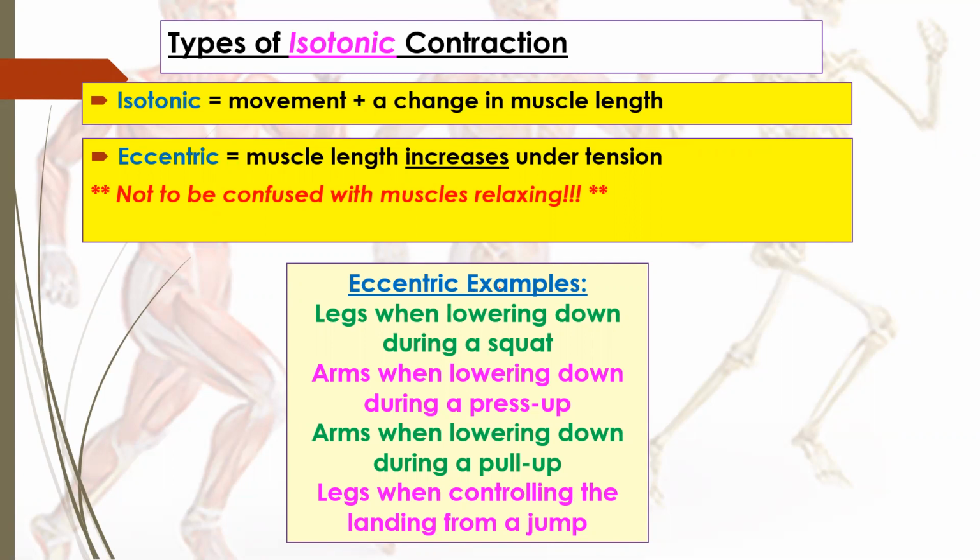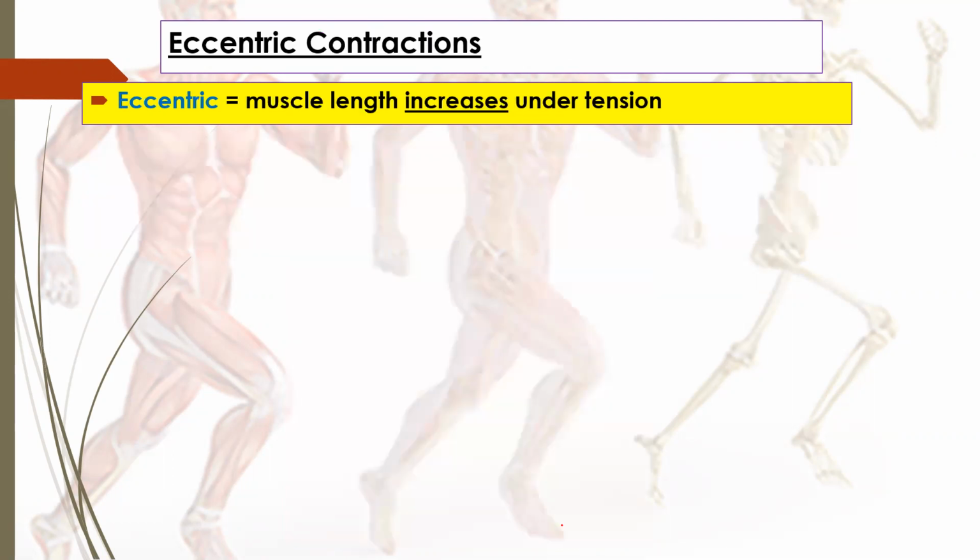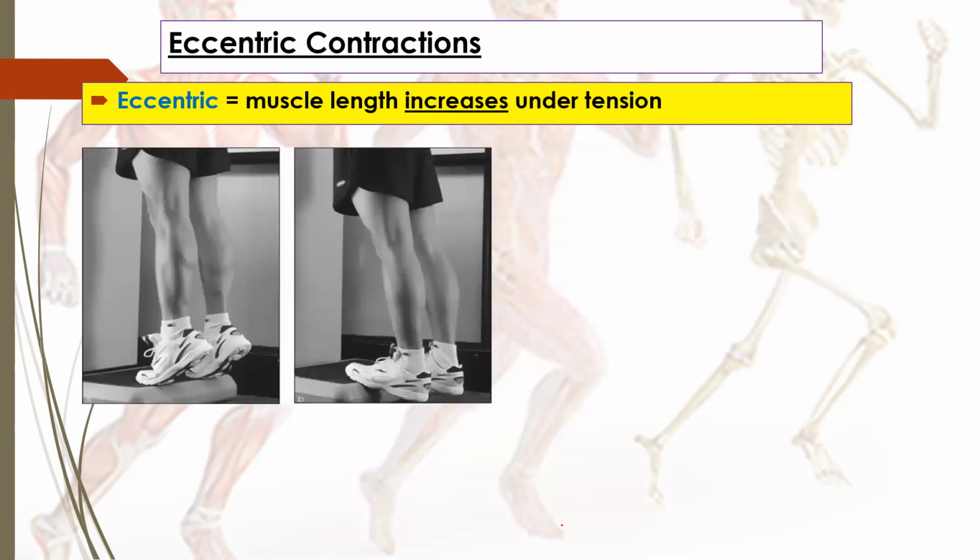Obviously, they're unique in what they look like, but there's a key factor in each example here that makes it eccentric. So the legs, when you're lowering down, the arms, when you're lowering down, arms again, lowering down. The legs, when you're controlling the landing from a jump, tend to bend your knees and lower yourself down as well. Okay? So what's the key rule here? Well, let's look at it carefully.